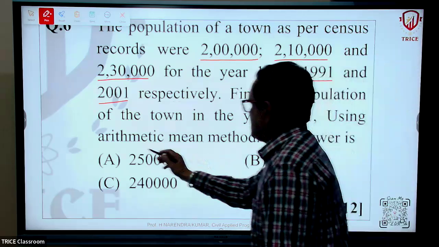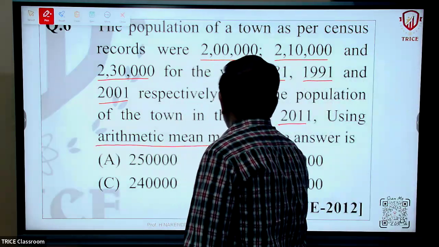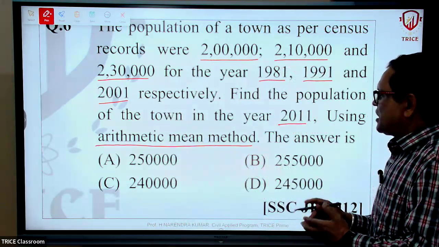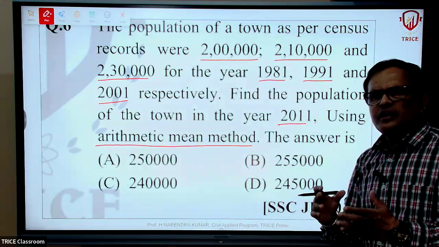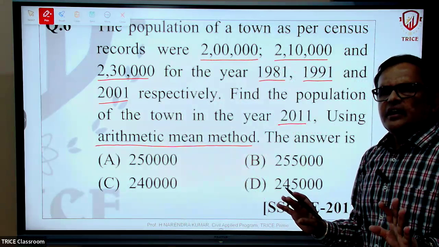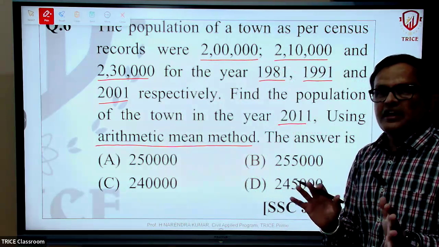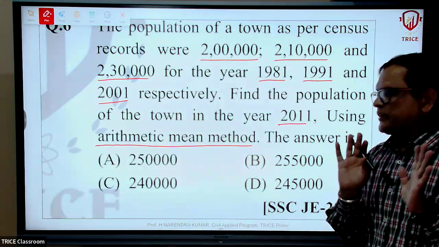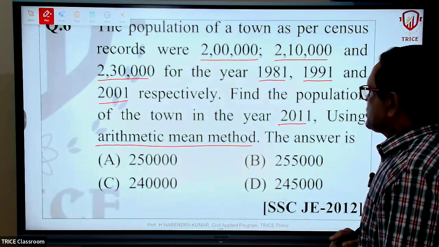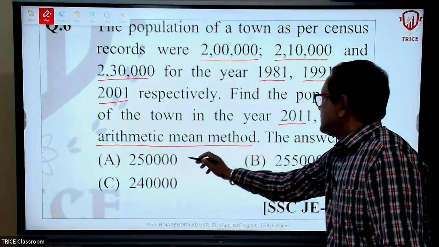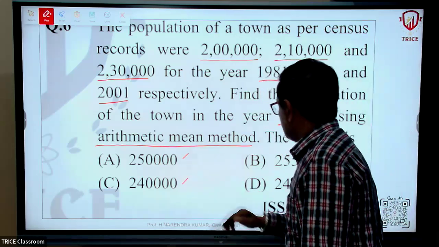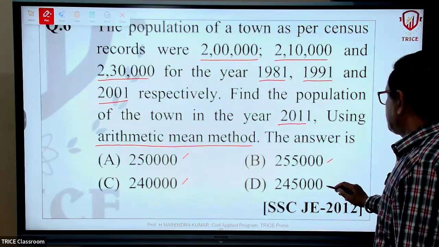See, that is what I said. This method is called in different ways: arithmetical increase method, arithmetical mean method, or arithmetical progression method. All are one and the same. There is no change in the methodology, only the nomenclature is different. There are 4 answers given in this problem: first, 2,50,000; second, 2,55,000; third, 2,40,000; and the fourth, 2,45,000.